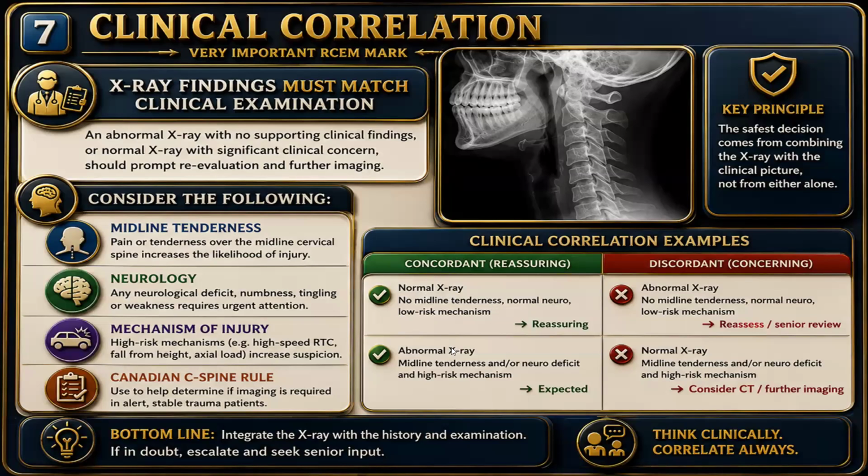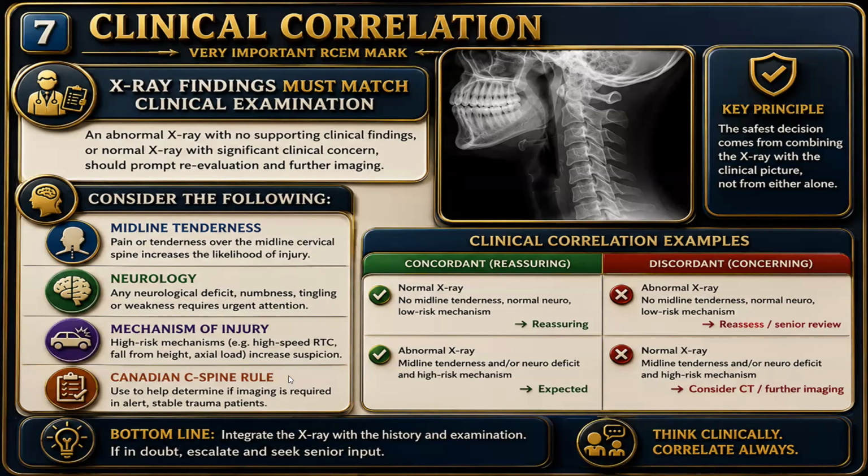If abnormal X-ray and you find midline tenderness, this is expected. So this is normal also. If abnormal X-ray but no midline tenderness, you should reassess and send your review. If normal X-ray and the midline tenderness or neurodeficit and the high risk mechanism, you will do CT scan. So you should correlate with midline tenderness, with neurology, with mechanism of injury, with Canadian spine rule.